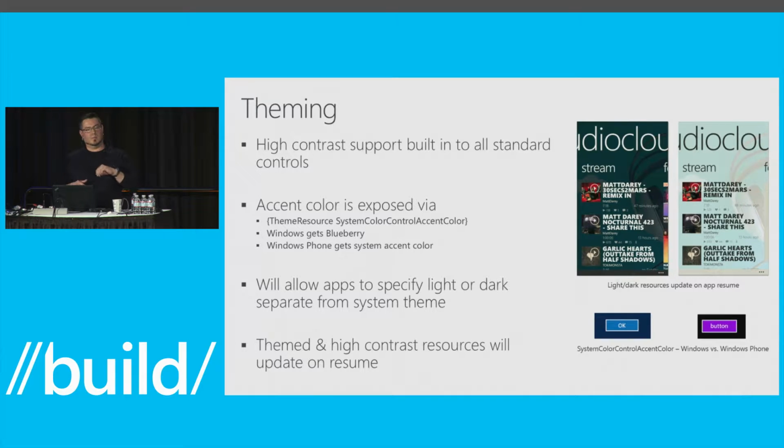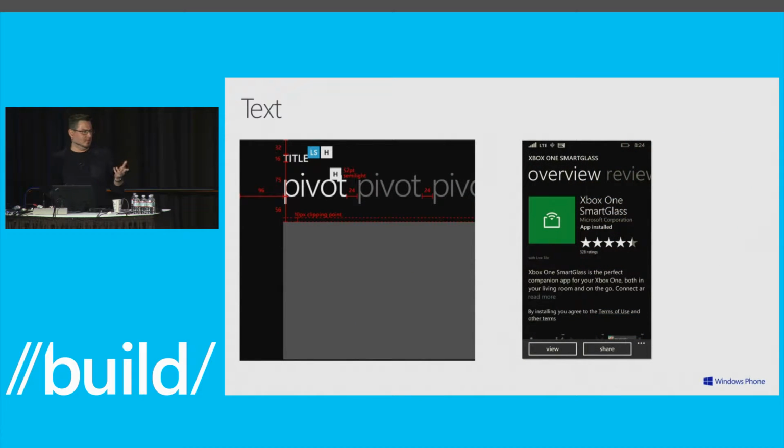Also, another improvement over a Silverlight phone app is if you are in the middle of your app, you go to the control panel, you change your theme, and you come back, your app will automatically reflect the new theme. Before, you had to tell the user to close the app down and reopen it.